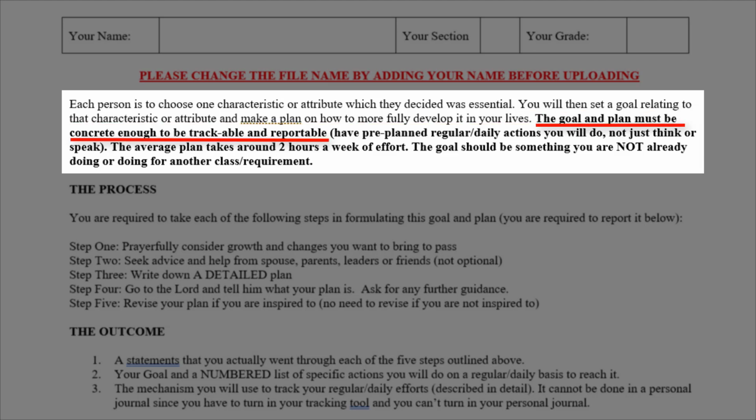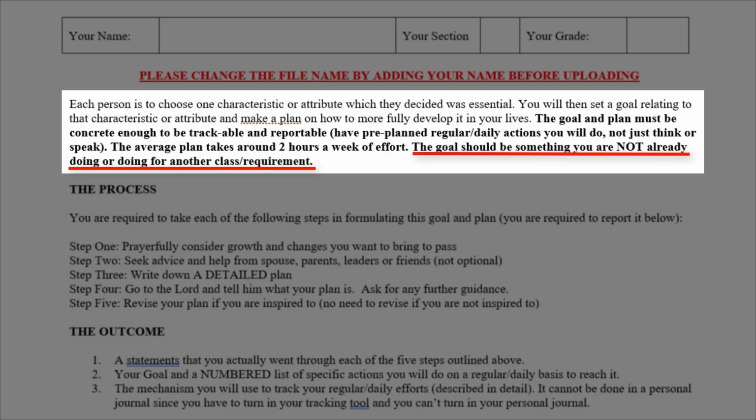It must be something that you can track, and it must be something that you can report, because you will actually report on this at the end of the semester. To get full credit, it must take an average of 2 hours a week. Less means a lower grade. More means that you're simply Superman or Superwoman.